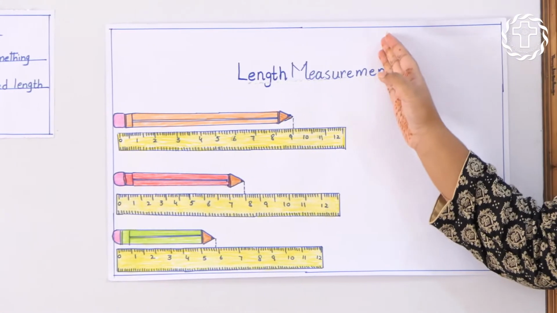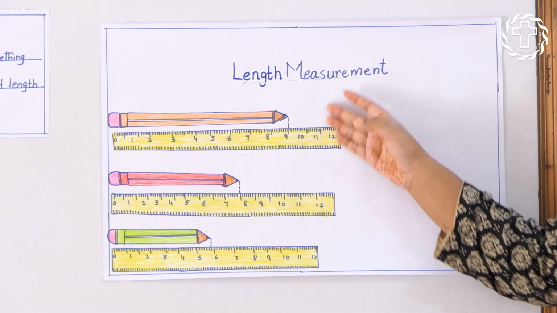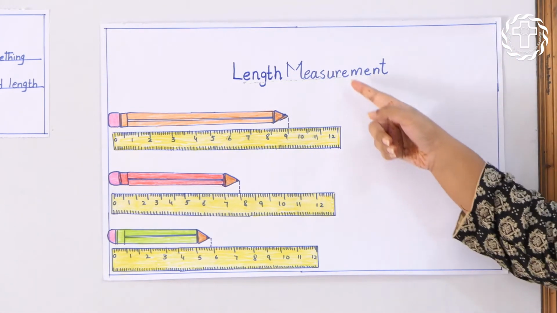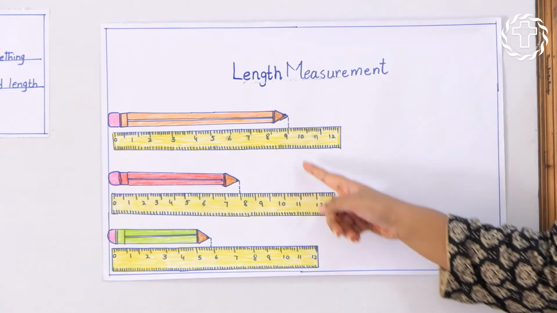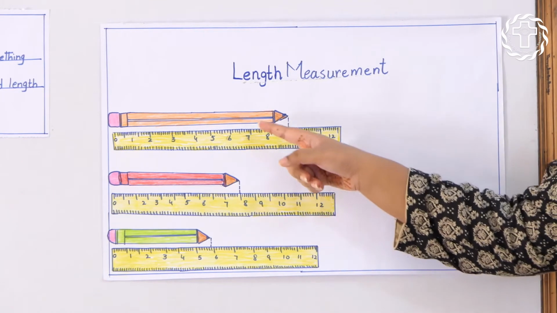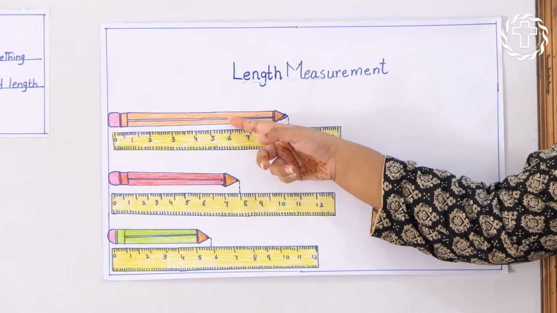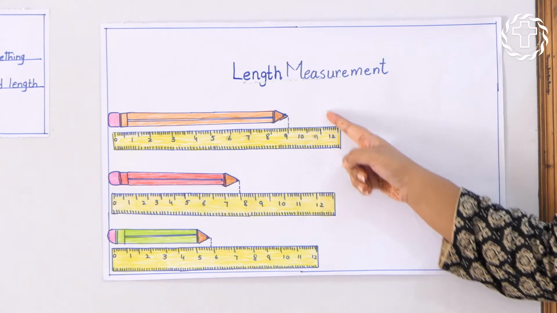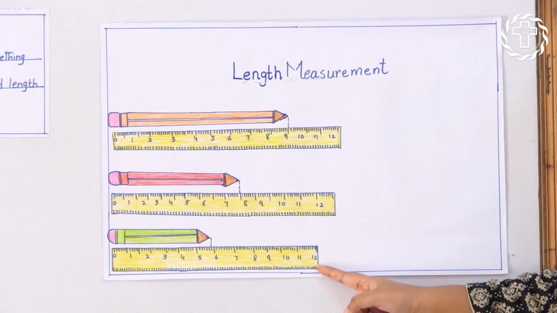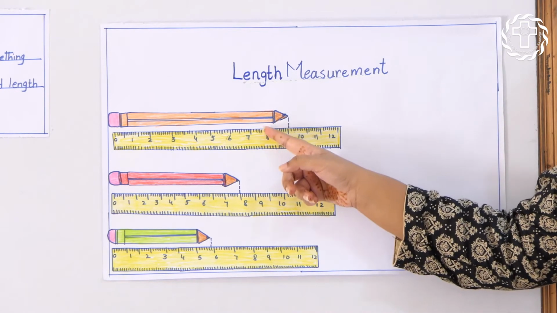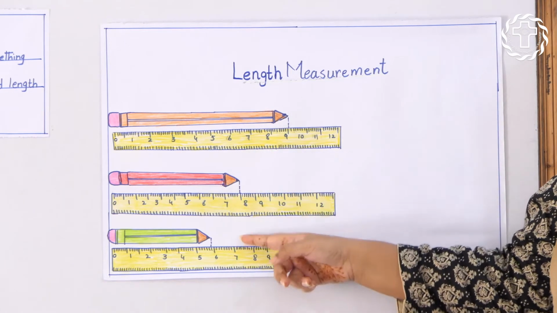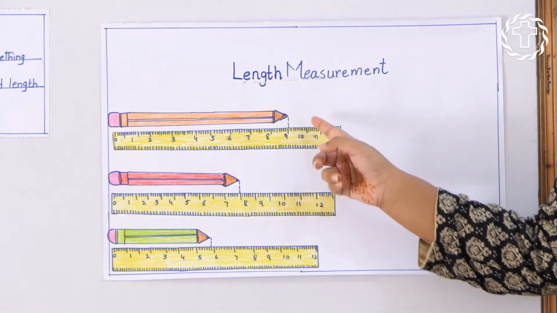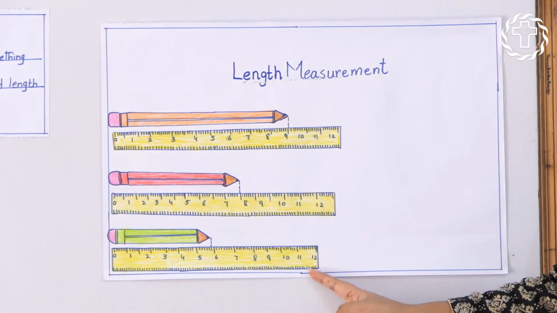Now, as you all know, you can see that this is the picture of the length measurement. These are the three scales, and also there are three pencils here. And these rulers are longer than these three pencils, and the pencils are shorter than these three scales.